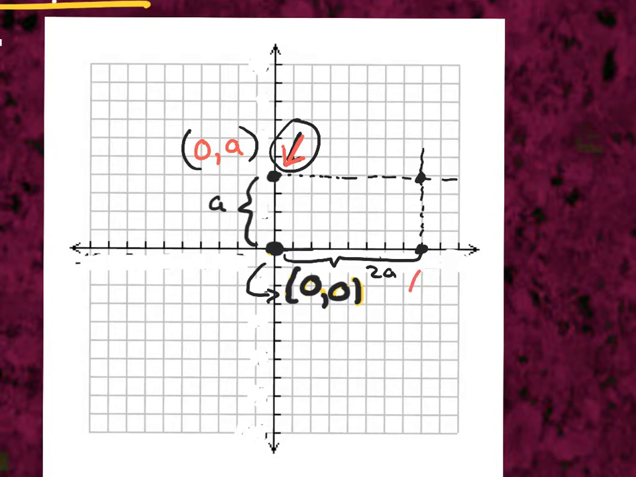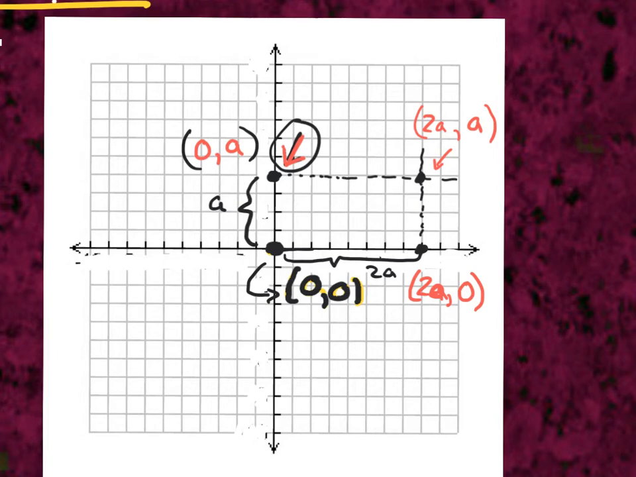How about this one down here? How many units to the right did I go? 2A, and I went 0 units up and down. Well, then what would be these coordinates? 2A, 0. Good, I went 2A units to the right and 0 units up.